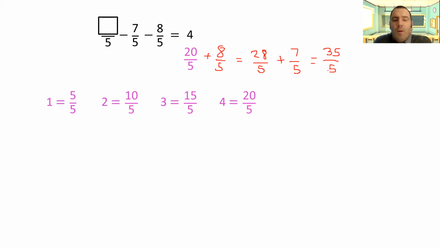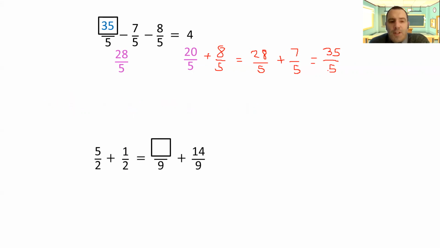So where we've taken away from the beginning number to come down to 4, or 20/5, we need to add those back on to see where we started. So there we are, there's 35/5.